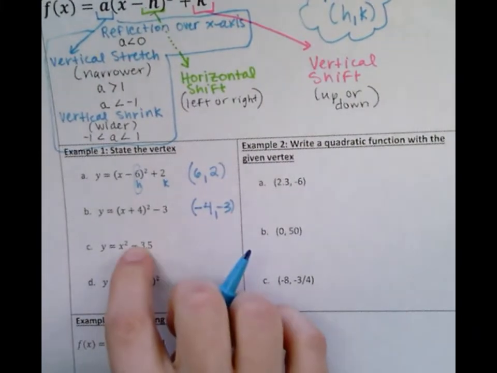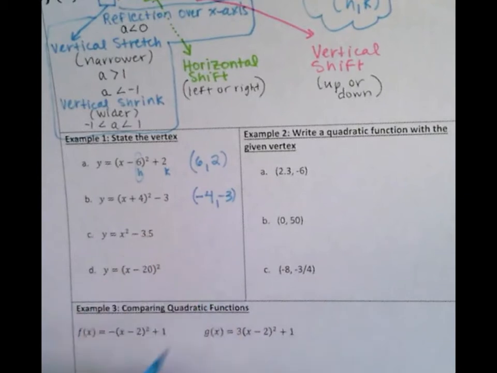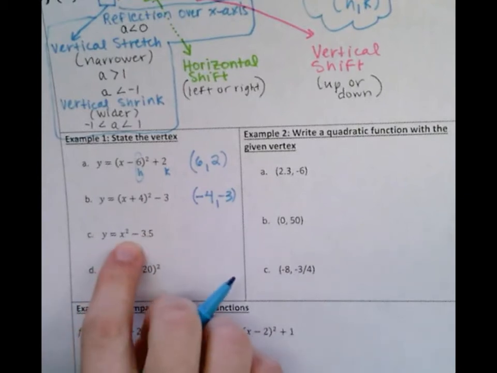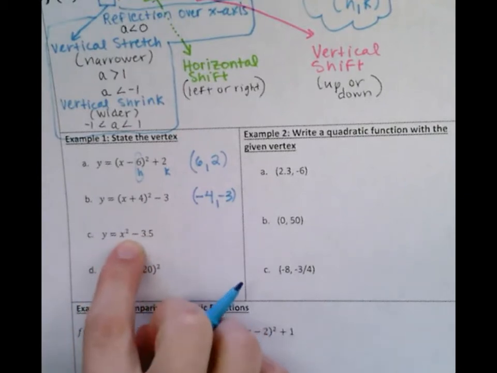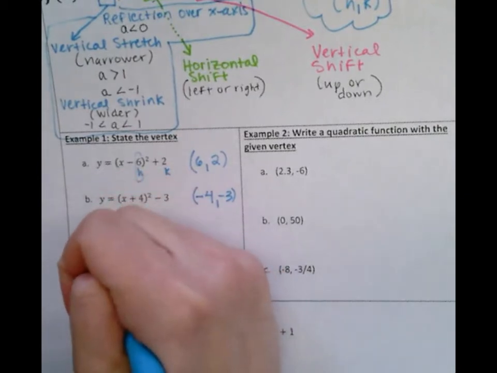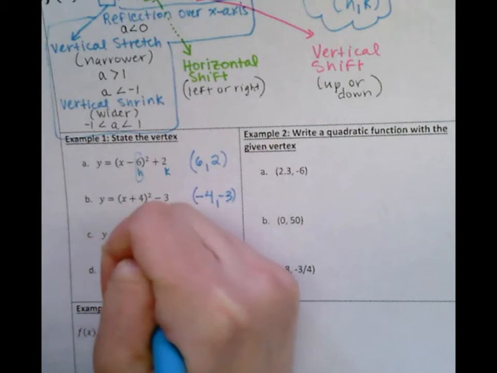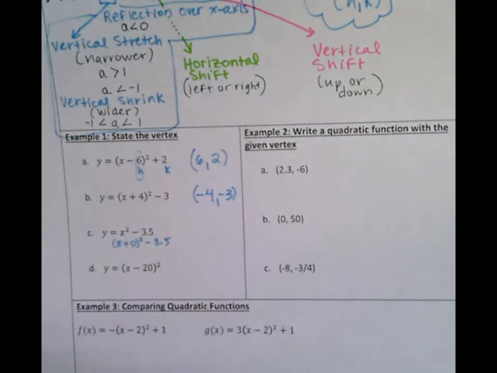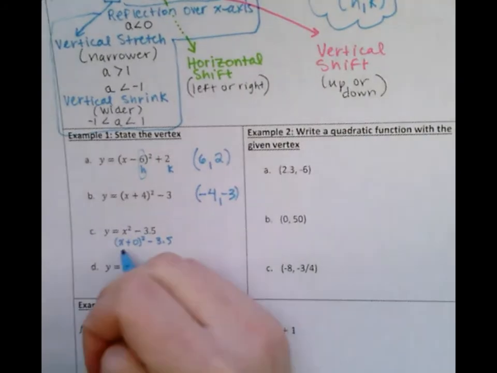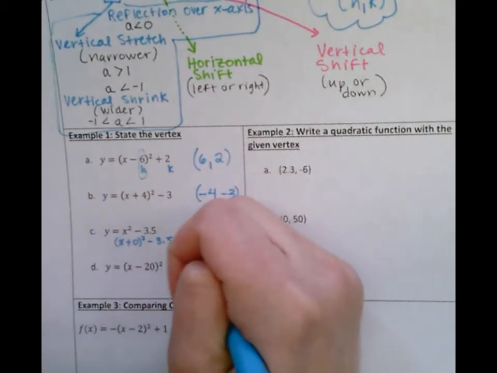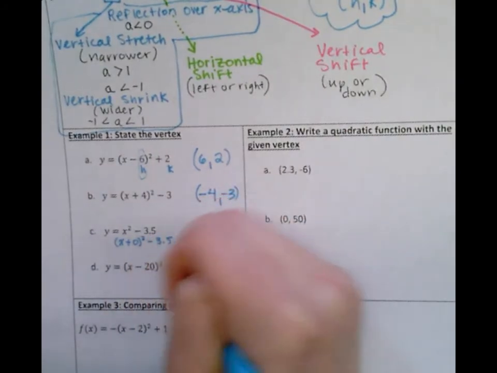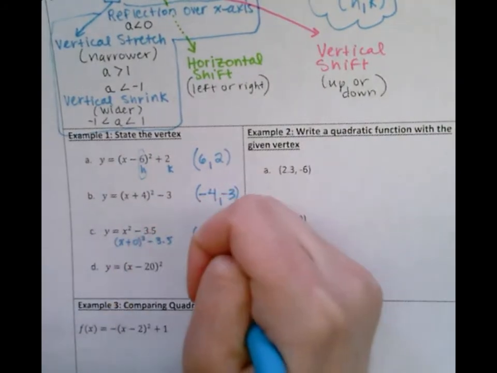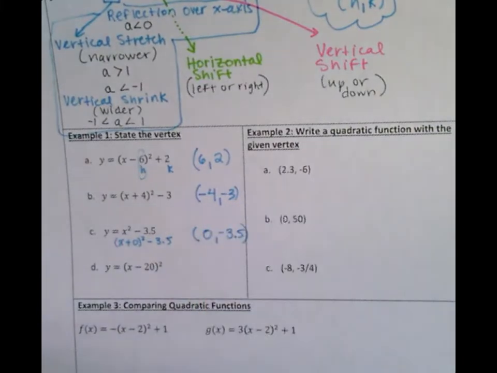Okay, and then the next one doesn't actually look like it's in vertex form because I don't see any parentheses. So the idea would be, well, if I don't see those parentheses, that's as if I'm doing x plus 0 squared, right? So you can think that means the x value of your vertex would be 0, and the y value would be the value outside of the parentheses, -3.5.